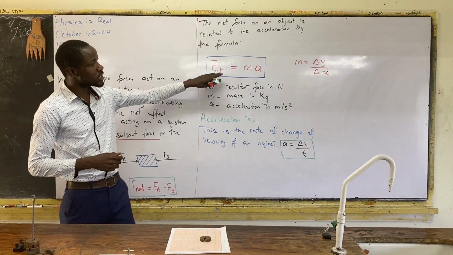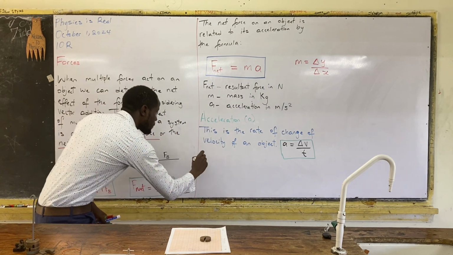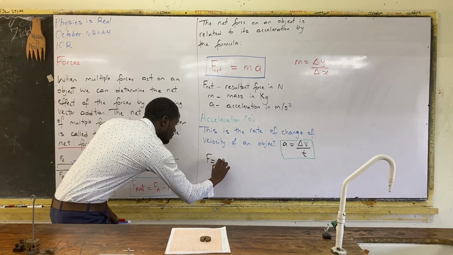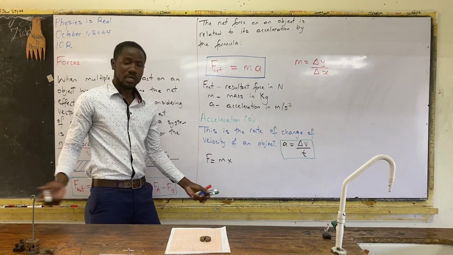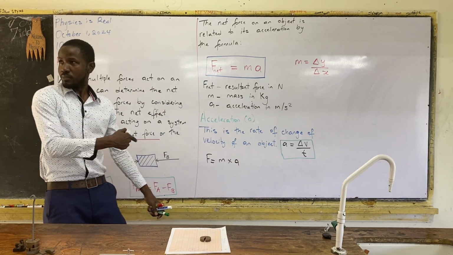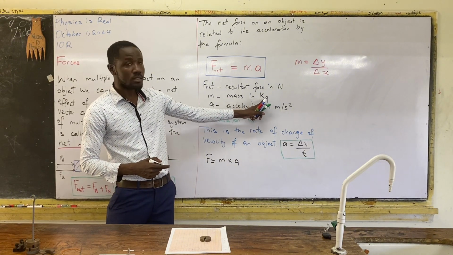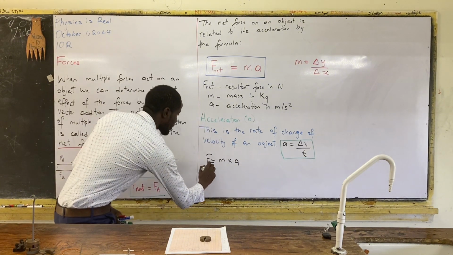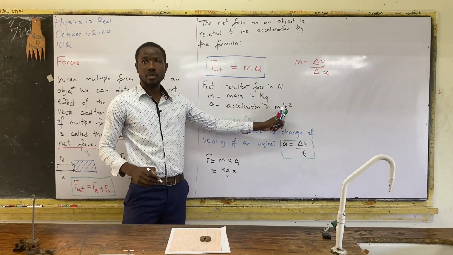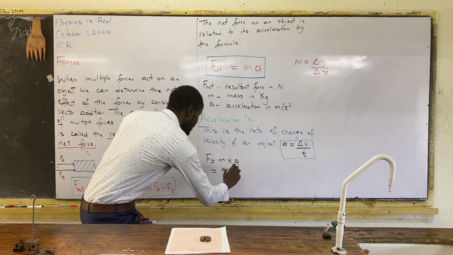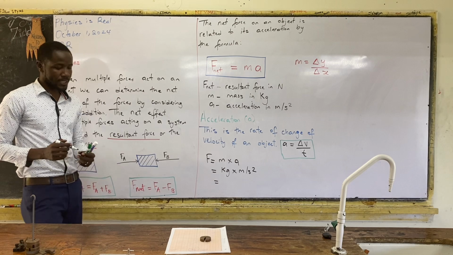So in this case now we have F is equal to mass times acceleration, right? So let's write this down here. F is equal to mass times acceleration. Now we say that mass is measured in kilogram, so we're going to get kilogram multiplied by acceleration, which is measured in meters per second squared. So if we multiply that, what do we get?